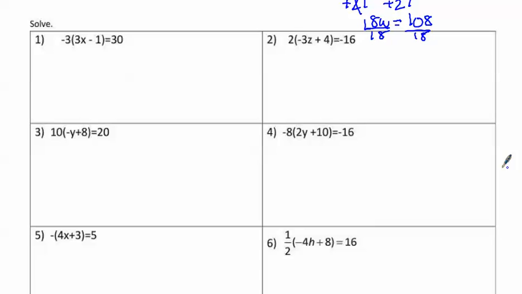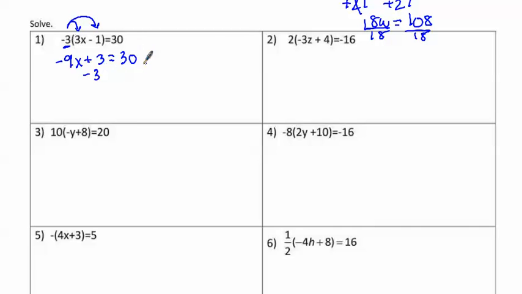Let's try that on these. Take the number on the outside and distribute it to each term on the inside. Pay attention to your signs. Negative 3 times 3x is negative 9x. Negative 3 times negative 1 is a positive 3 equals 30. Now you have a two-step equation.